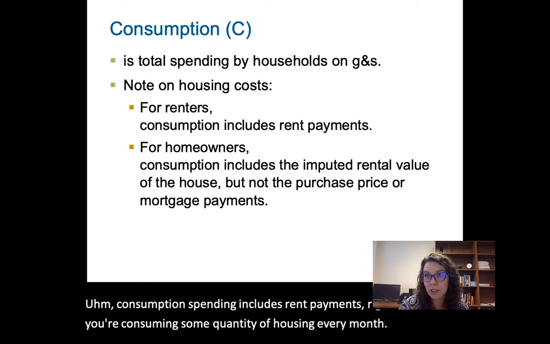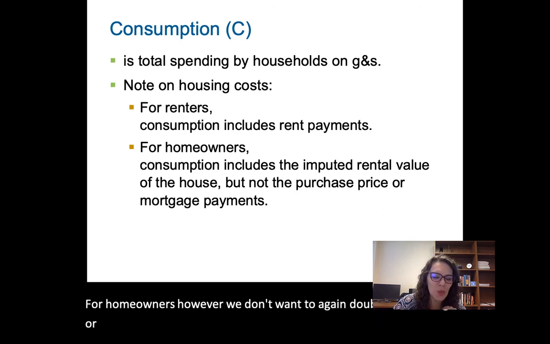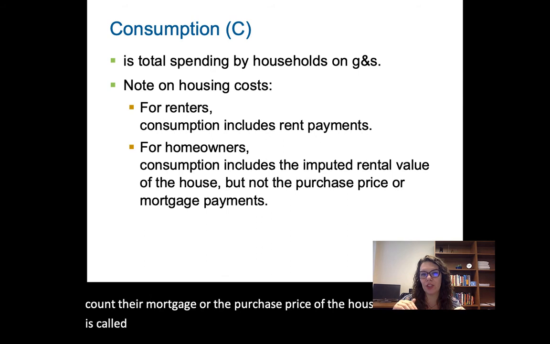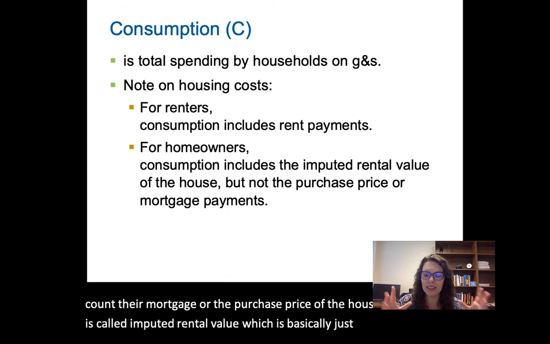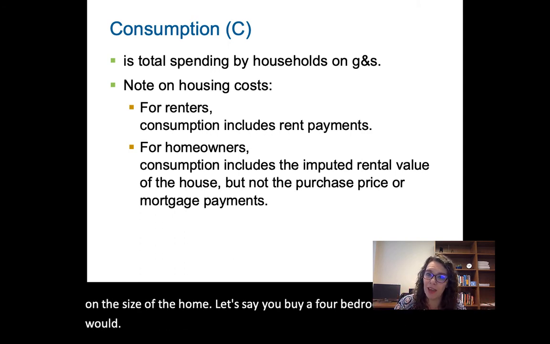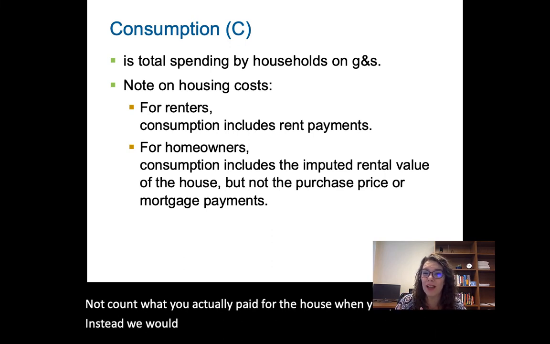For homeowners, however, we don't want to, again, double count things or miscount them. And so what we do for homeowners is we don't count their mortgage or the purchase price of the house. We count what is called imputed rental value, which is basically just saying, based on the size of the home, let's say you buy a 4-bedroom house, we would not count what you actually paid for the house when you purchased it. Instead, we would count the monthly rent that you would pay in the market.